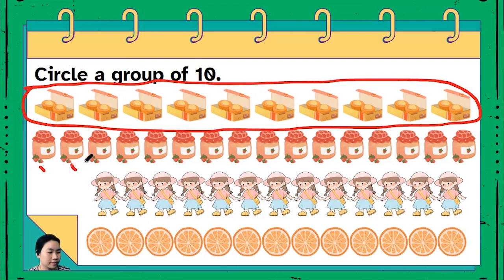Now, next, these jam jars. 1, 2, 3, 4, 5, 6, 7, 8, 9, 10. That is our group of 10 for these jam jars.